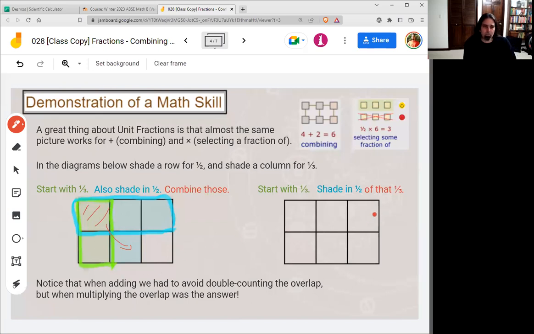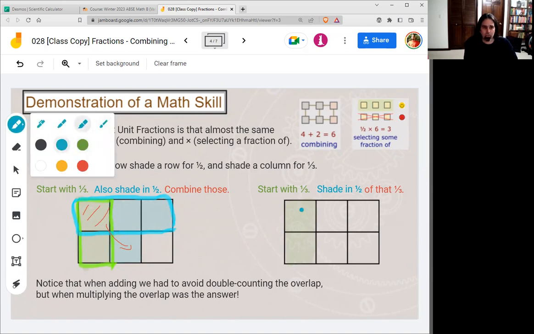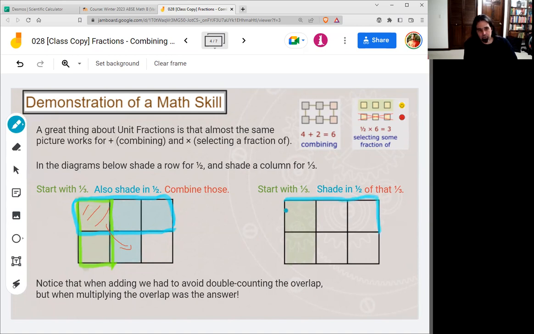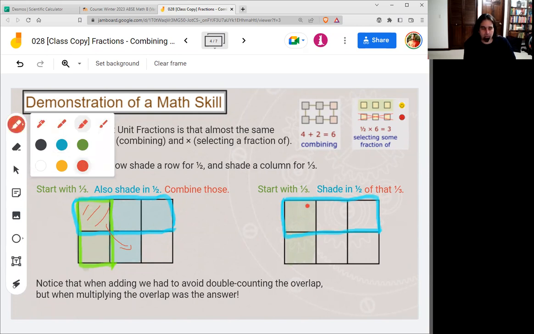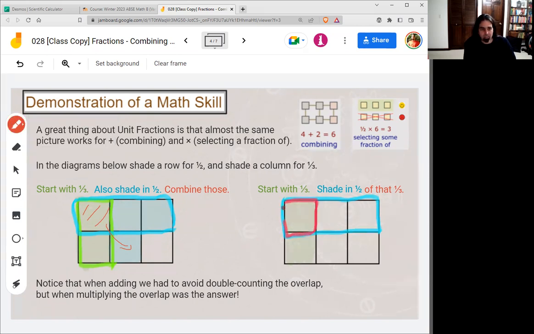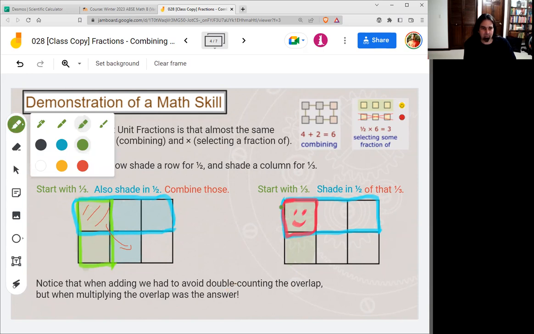Now I'm going to talk about starting with a third. So here I am. And now I want to shade in a half, but not half of the whole rectangle, just half of the third. So I'm going to say, here's a half. Where is a half of that third? It's this one. That's the top half of my third. Are you with me there? Yes.